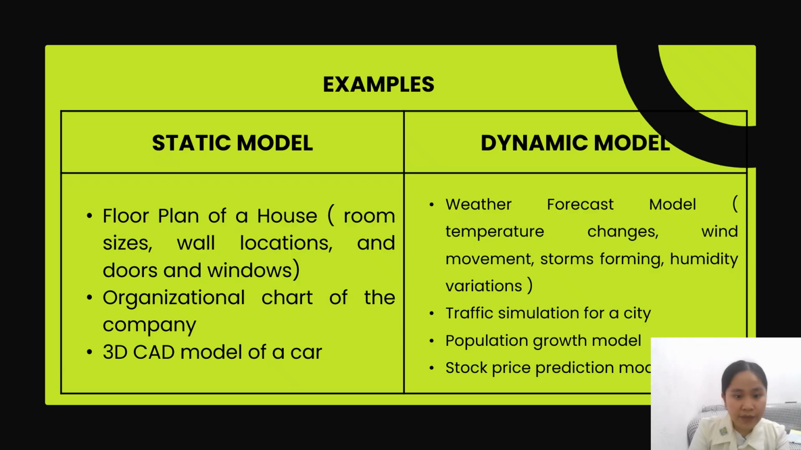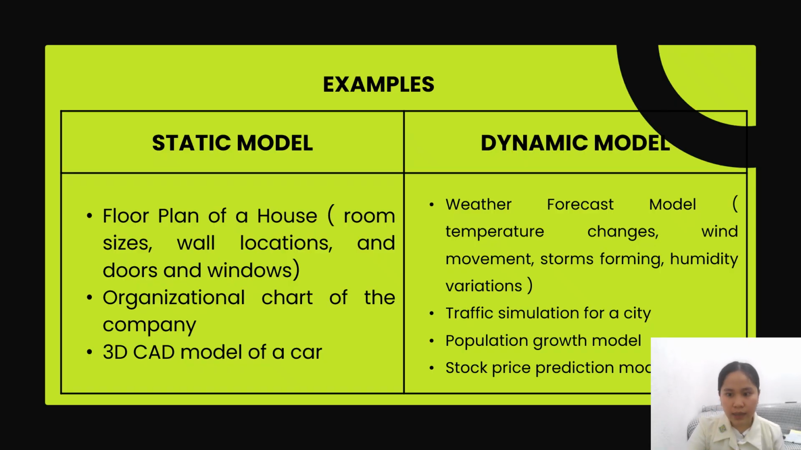So next, here are the examples of static model and dynamic model. Static: the floor plan of a house, room sizes, wall locations, doors and windows; organizational chart of a company; 3D CAD model of a car. While in dynamic: weather forecast model, temperature changes, wind movement, storms forming, humidity variation; traffic simulation for a city; population growth model; stock price prediction model.